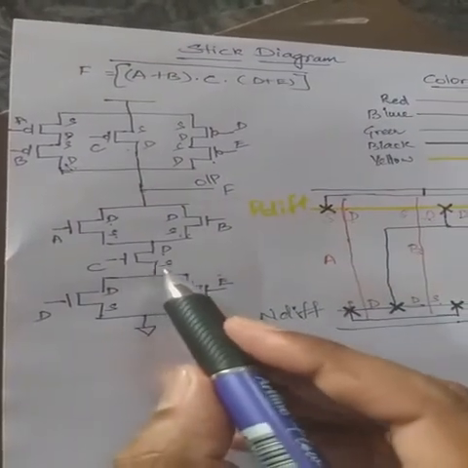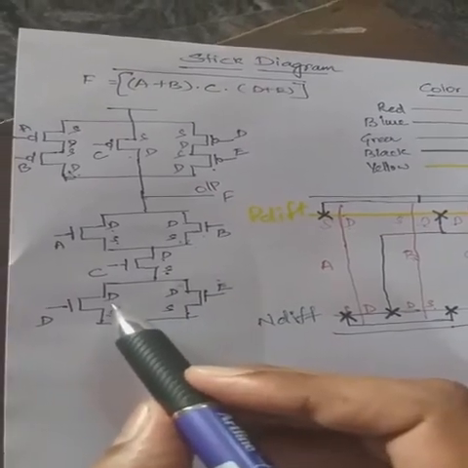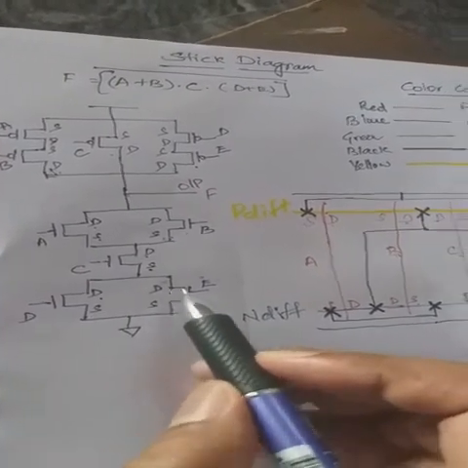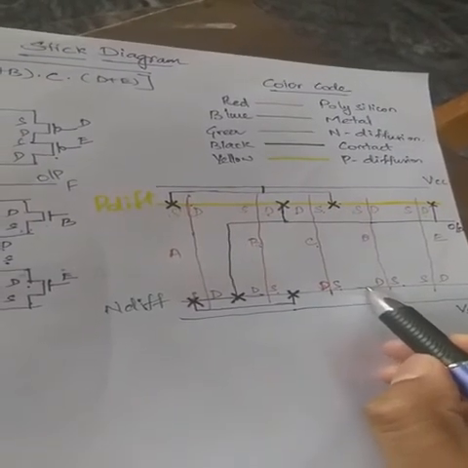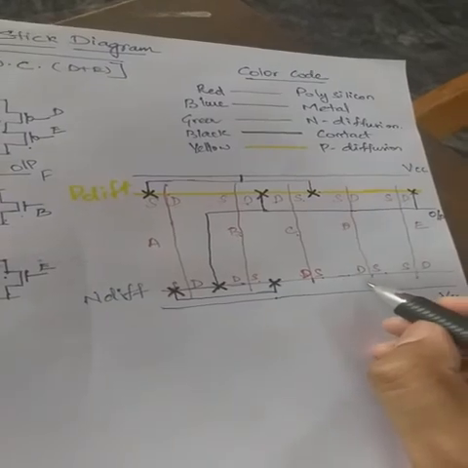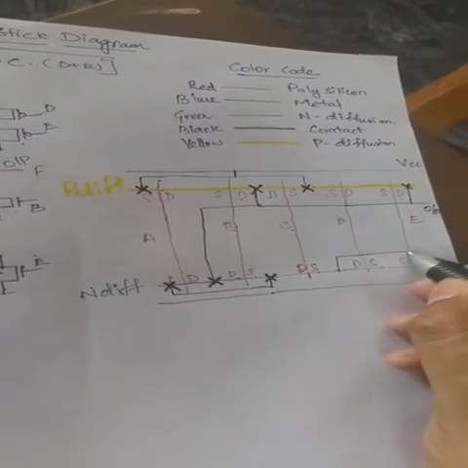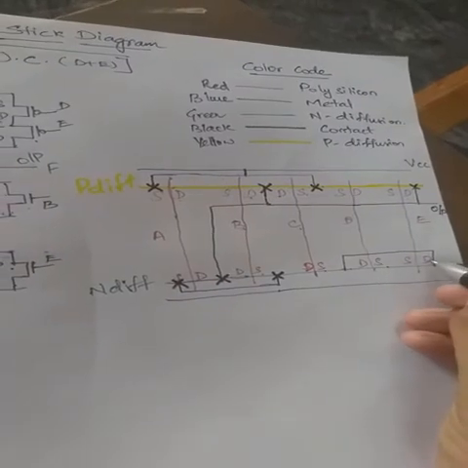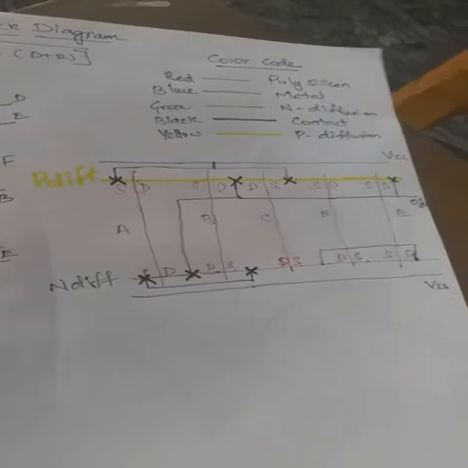So the next thing is you have to connect source of C with drain of D and drain of E. So here you can see source of C and drain of D are connected. The only thing is you have to connect it with the drain of E, right? So like this you can connect.